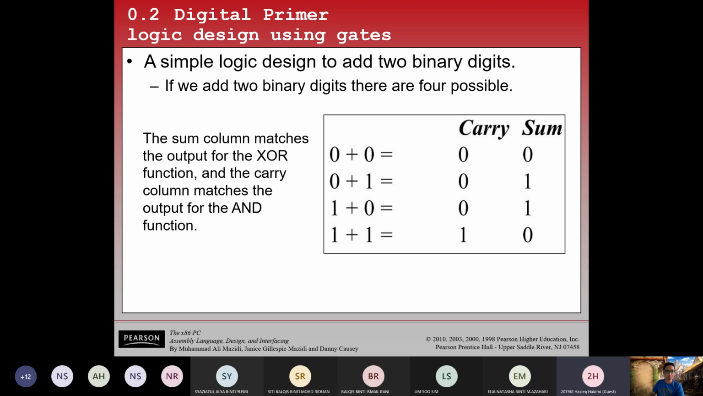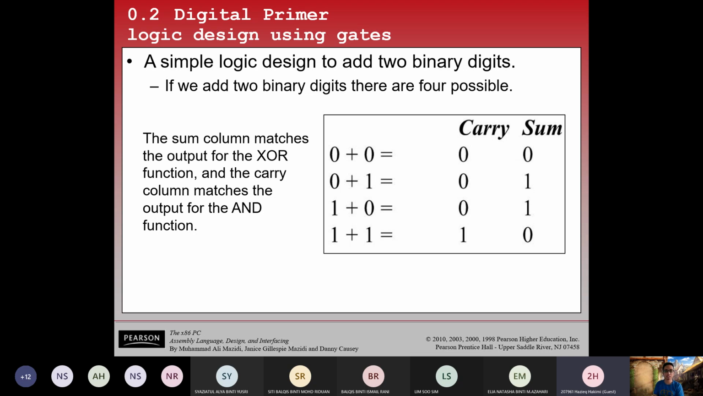And then the carry column is the AND. You see that 0 times 0 becomes 0, 0 times 1 still becomes 0, unless it is 1 and 1. So 1 times 1 becomes 1. This is the replication of AND. Because you want to perform the addition, you need to make sure the signals go through this AND and XOR gate. Then you will obtain the results of the summation.